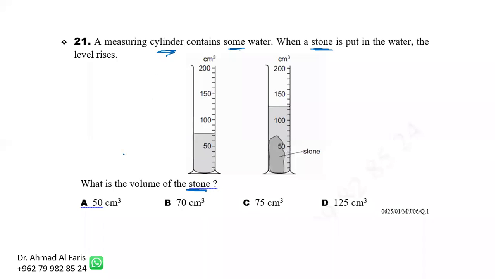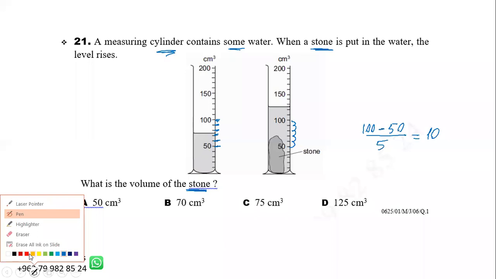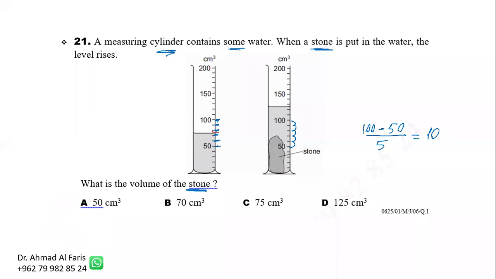Okay, time is up. So the answer is A. How do we know that? Now look here. This is 50, this is 60, 70, 80, 90, 100, because we have five divisions: 1, 2, 3, 4, 5. The difference is 100 minus 50, which is 50, divided by 5 divisions. That means each division is 10. But here our answer is exactly in the middle, between 70 and 80, so it will be 75. That's the liquid before we immerse the stone. And the volume here is 100, 110, 120, 125. So the difference, 125 minus 75, is our answer, which is A.